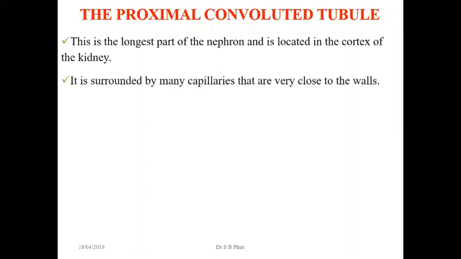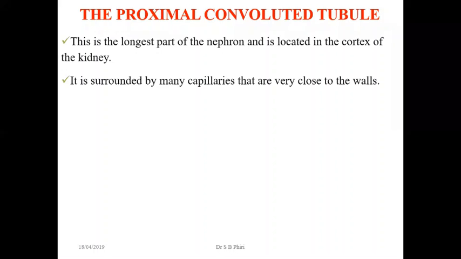It is surrounded by many capillaries that are very close to the walls. So we said the proximal convoluted tubule is responsible for reabsorption of the majority of the electrolytes: sodium, potassium, chloride, magnesium. The reabsorption of those electrolytes is taking place within the proximal convoluted tubule. Also reabsorption of glucose, amino acids, and other nutrients that are small enough to be filtered by the glomerulus, they need to be reabsorbed by the proximal convoluted tubule.